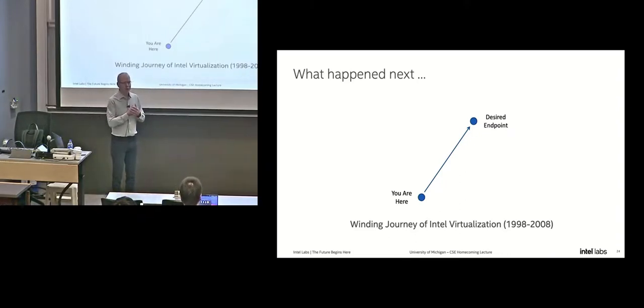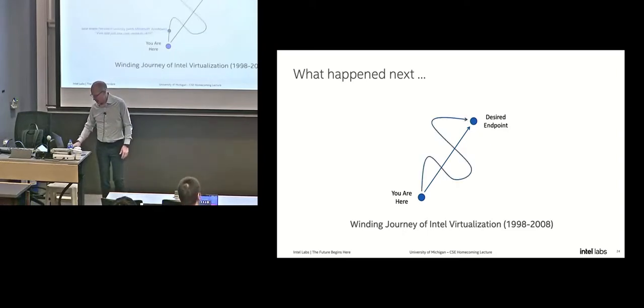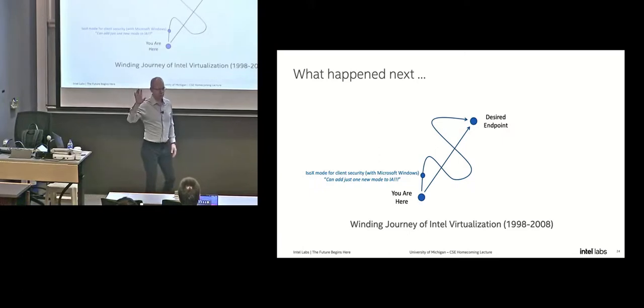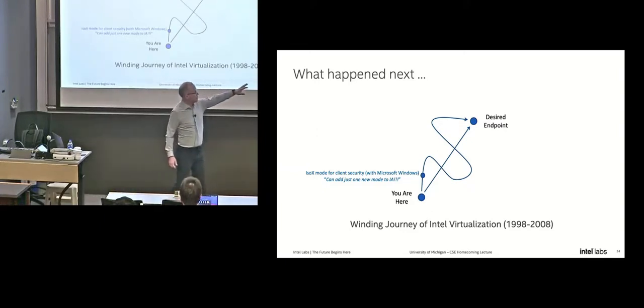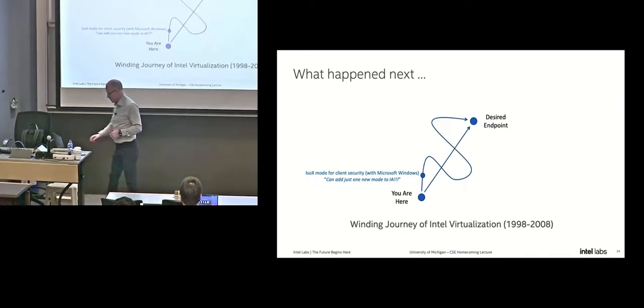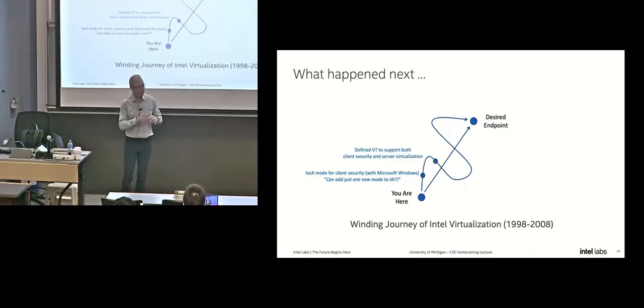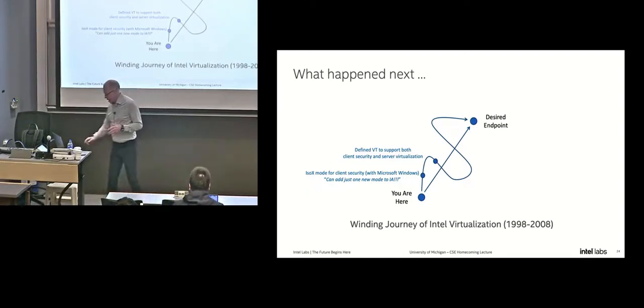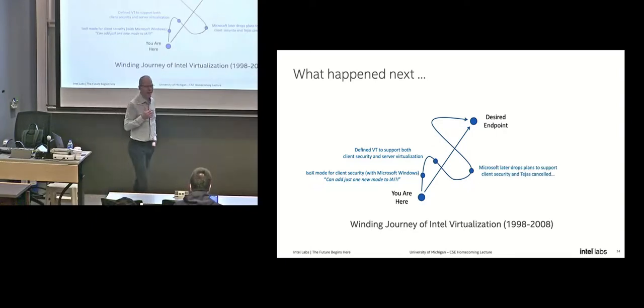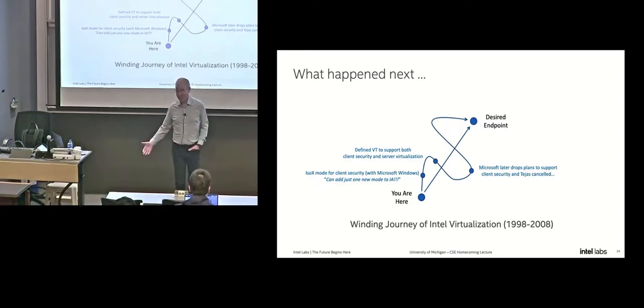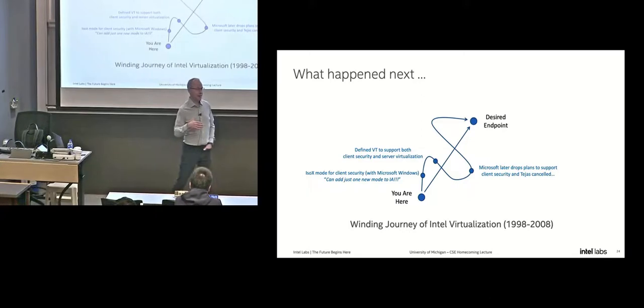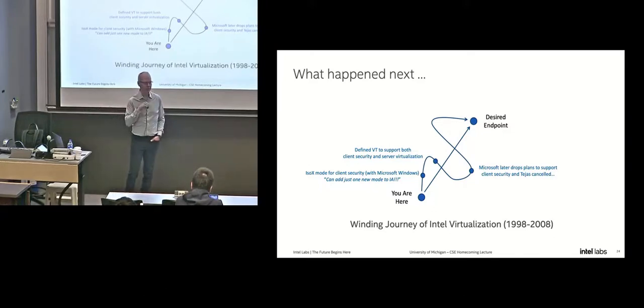But that was just the beginning, because there were so many other things that happened. Our desired endpoint was to get full general purpose virtualization in Intel platforms. And we won this argument that ISOX could be provided to Microsoft to support it. And we continued the definition of VT to both support client security as well as server virtualization. But then what happened is that Microsoft actually backed out. They decided NGSCB, too complicated. We're just not going to do it. And in the end, they came back many years later, and they still provided virtual secure mode. But at this point in time, they didn't. And the whole first processor implementation where we were going to do this, which was called Tejas, the project was canceled.